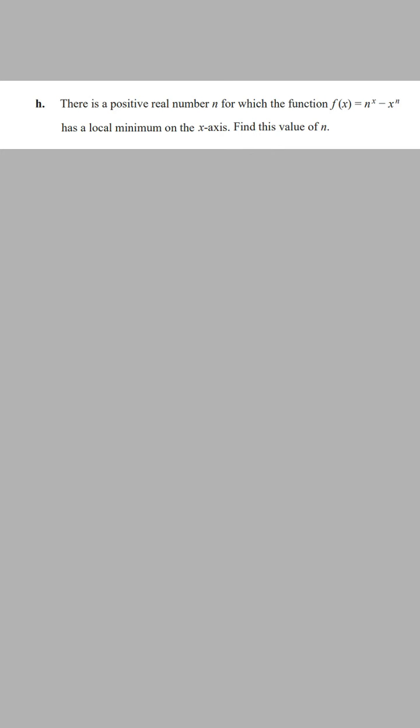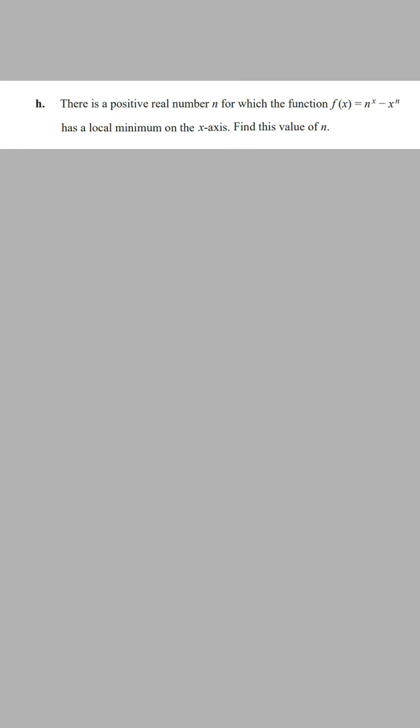Even the teacher struggled to answer this mathematics exam question, so here's what you needed to know to answer it quickly and easily. Reading the question, we've got: there's a positive real number n for which the function f of x equals n to the power of x minus x to the power of n has a local minimum on the x-axis. Find this value of n.